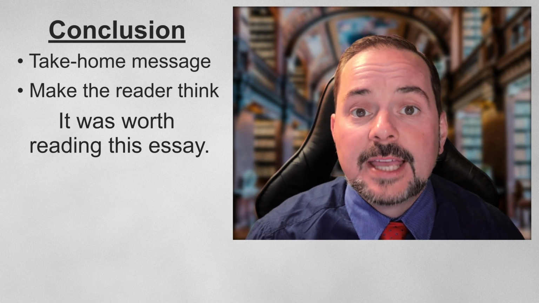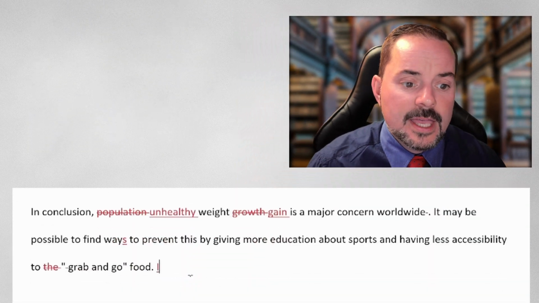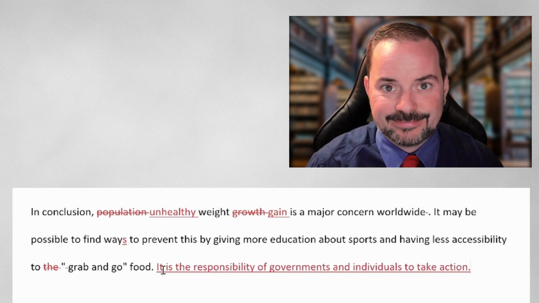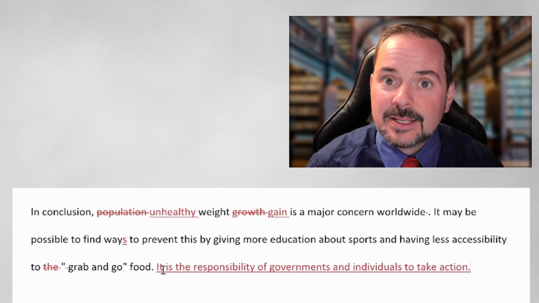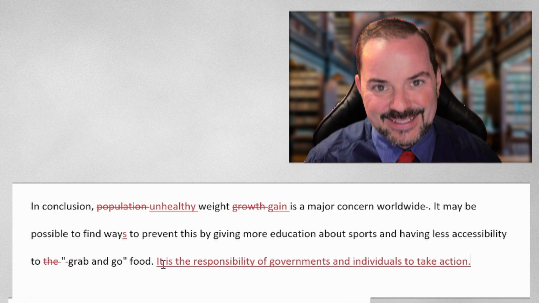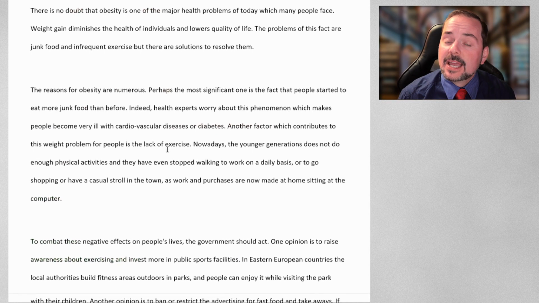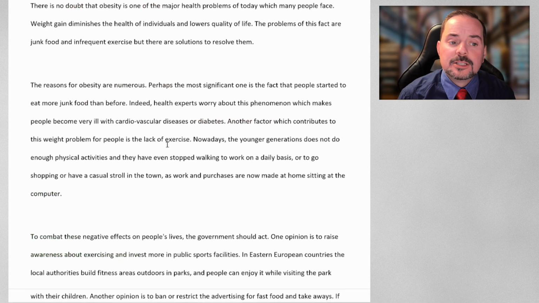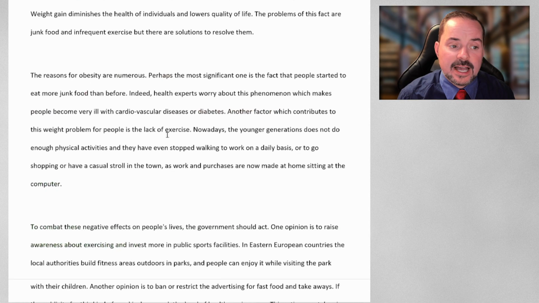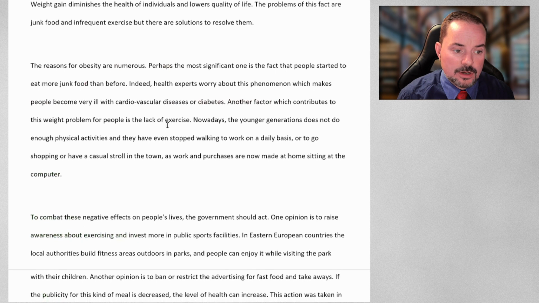Here is an example take-home message that has been added to the end of this essay. It is the responsibility of governments and individuals to take action. Now, let's read the edited, corrected Band 9 result. There is no doubt that obesity is one of the major health problems of today which many people face. Weight gain diminishes the health of individuals and lowers quality of life. The problems of this fact are junk food and infrequent exercise, but there are solutions to resolve them.